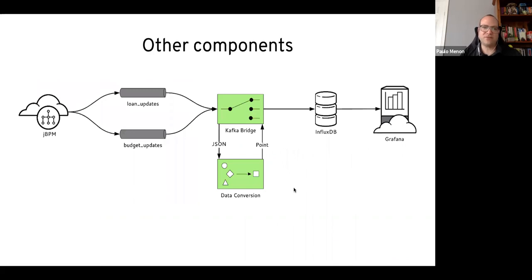The other components we have in this demo: we have the jBPM running there. It publishes information to the loan updates topic and the budget updates topic. And we have a Kafka bridge, which is a Java Camel consumer. It's reading information from these two queues, and then it does a conversion to JSON, which is the format that we can easily save on InfluxDB and update information in InfluxDB. Then the data source to InfluxDB sends the information to Grafana. We have the dashboard created there. So when you create a dashboard, you create queries for what you want to display on Grafana, right?